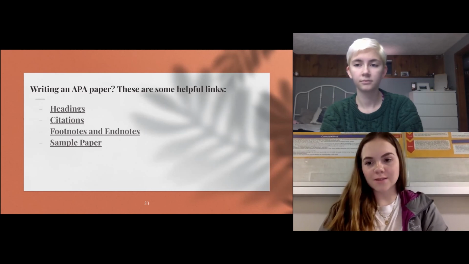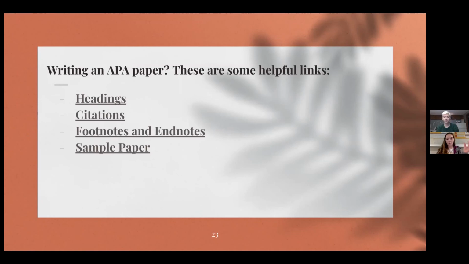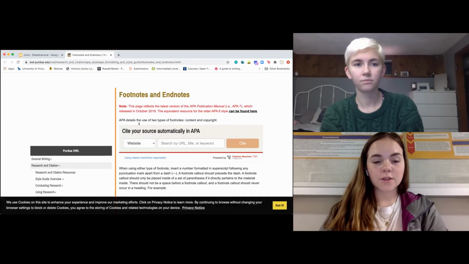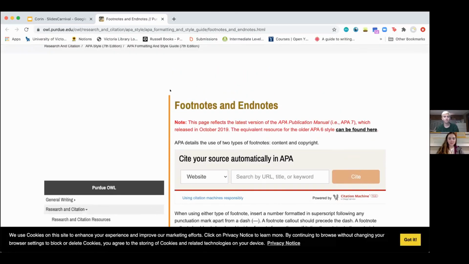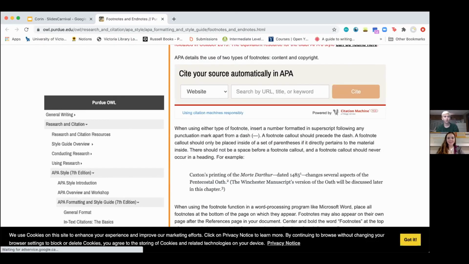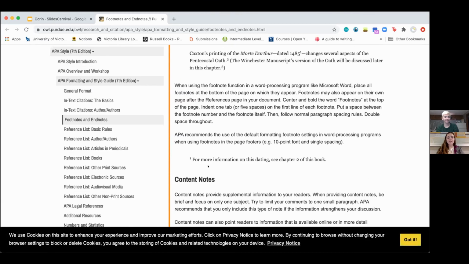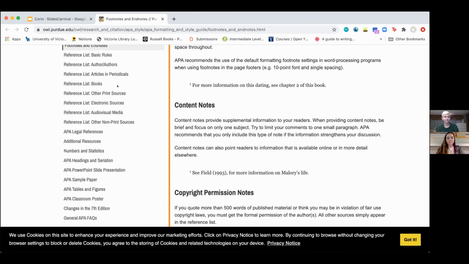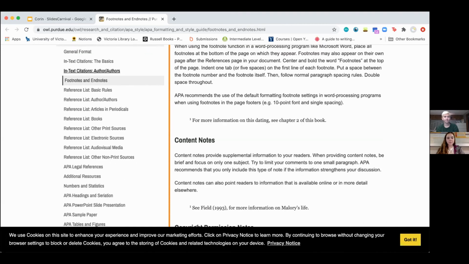And on these sites, if you click on the source, it'll show you way more links that are really helpful. So yeah, on the left, you can see in-text citations, the basics, reference list ideas, it's super helpful. There's everything on there that you need. If you just click on one of those links.